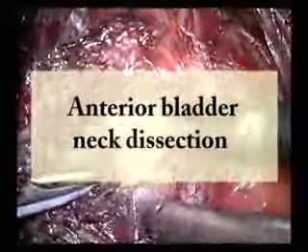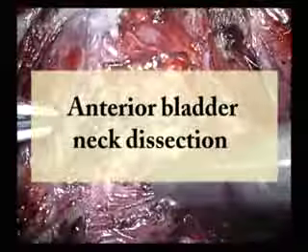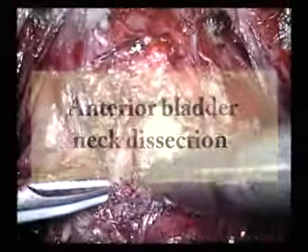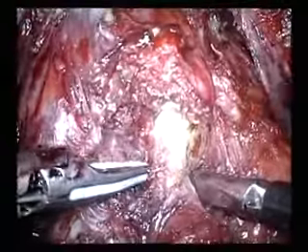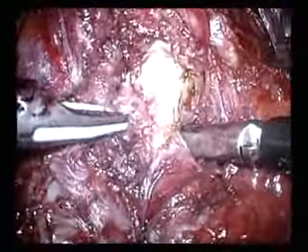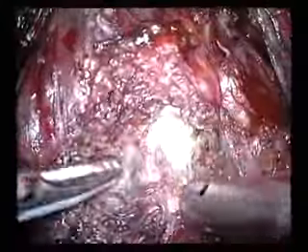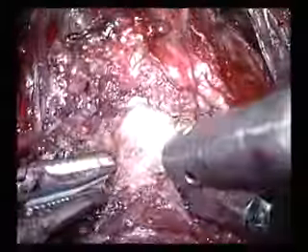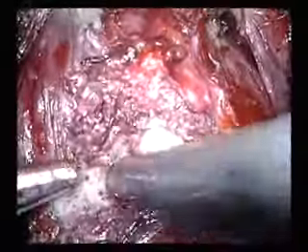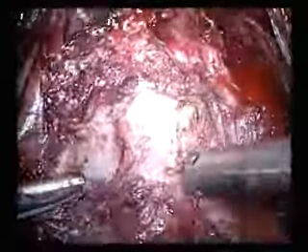The next step is the bladder neck dissection. It is performed as a mixture of blunt and sharp dissection using the sonosurge device to minimize blood loss. The bladder neck dissection is commenced from the 10 to 2 o'clock position. This allows the identification of the longitudinal muscle fibers of the bladder neck.